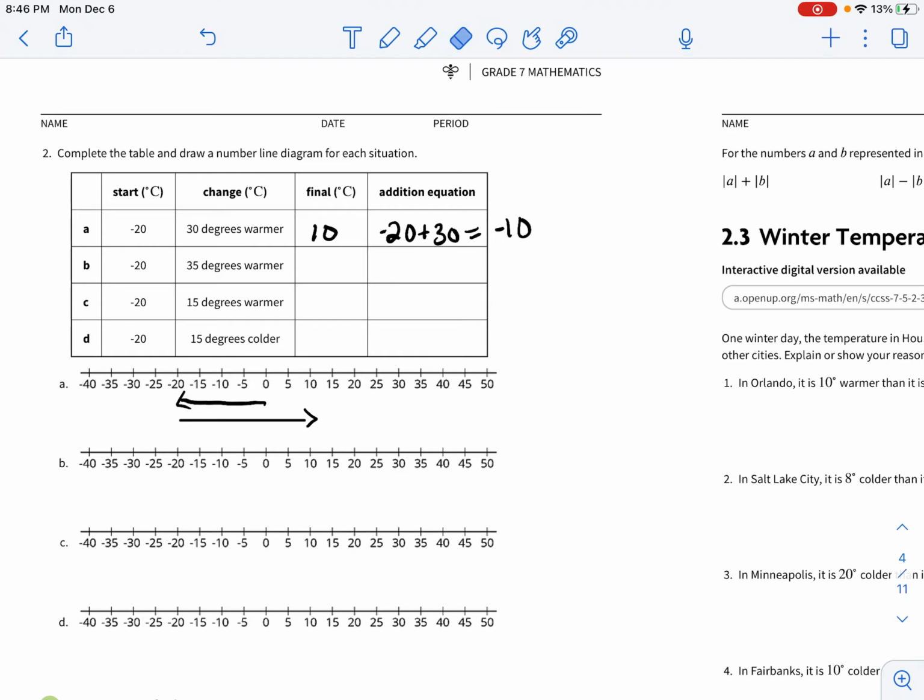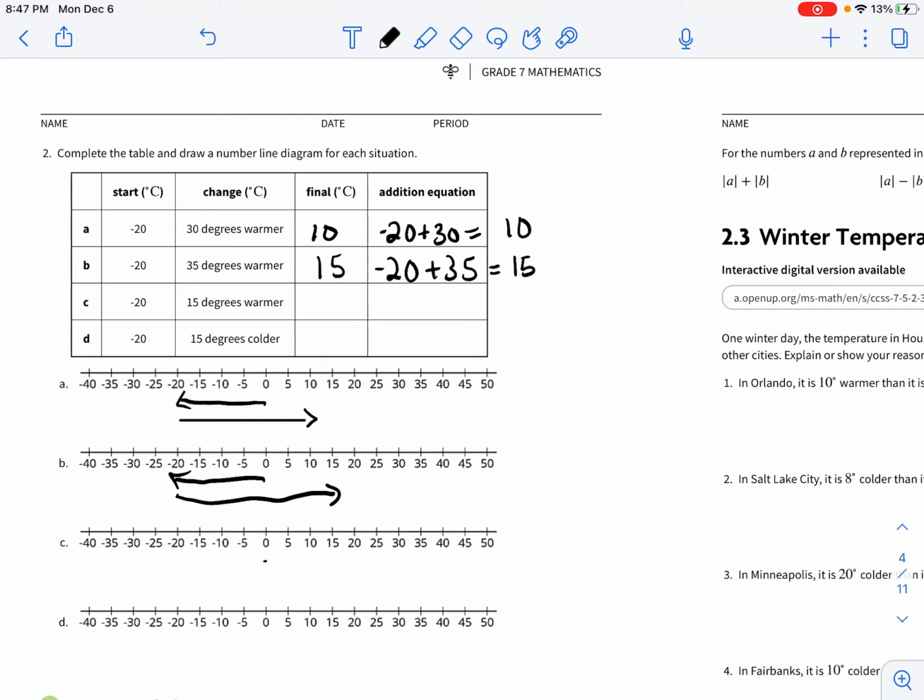Next one, same thing. Start out going the wrong way. So it's negative, so we're going to the left to negative 20. But then it warms up 35 degrees. So once again, we're going to go right from our endpoint there and end right at 15. And so you can do negative 20 plus 35 equals a positive 15. And I made a mistake there. That should be a positive 10 on that first one, not a negative 10.